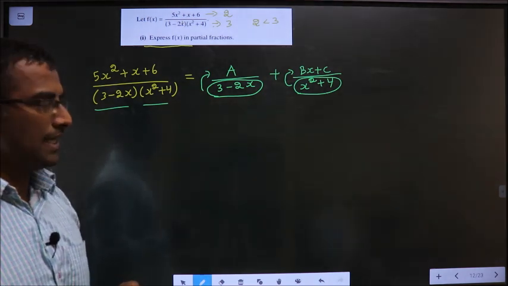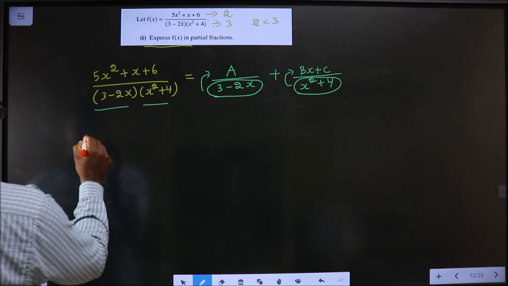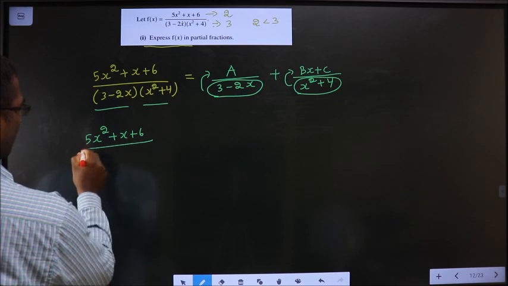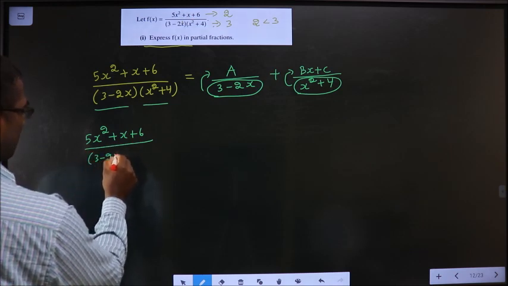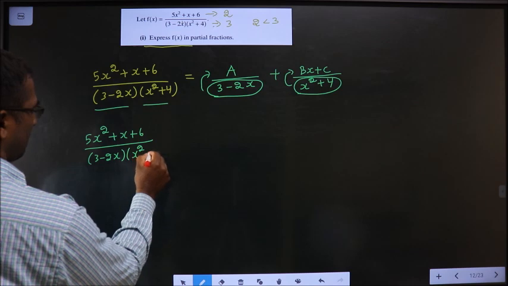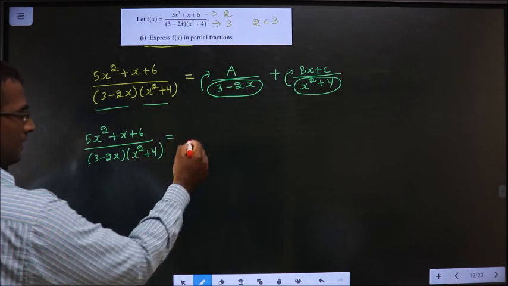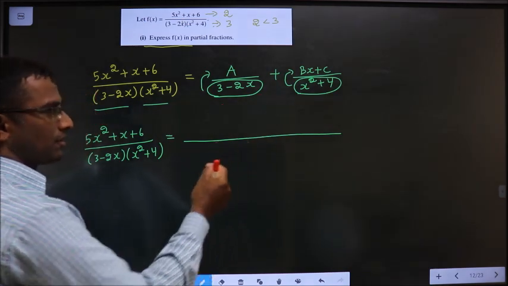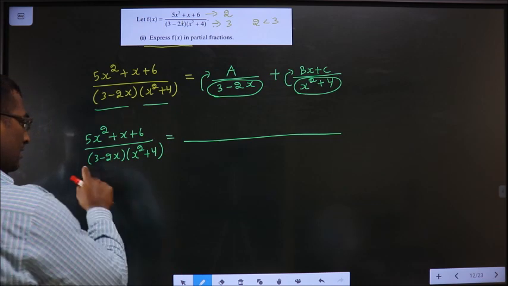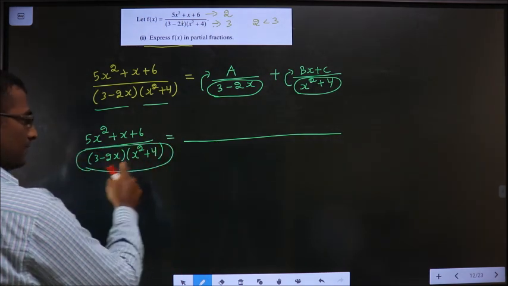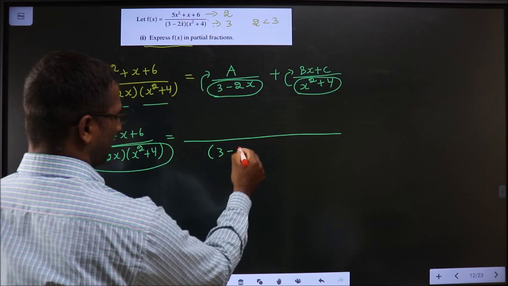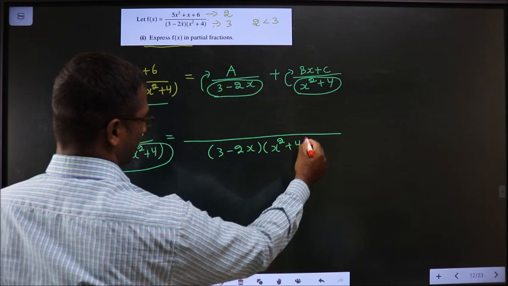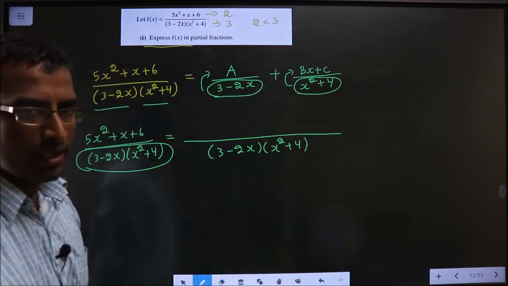Now how do we find a, b and c? See here. Over here, what do you have? By 3 minus 2x times x square plus 4. See, you take LCM of the denominators on this side, or directly what you could do is, whatever denominator you got on this side, even this side also write the same denominator, or even if you take LCM or directly you write, it's up to you. Next.